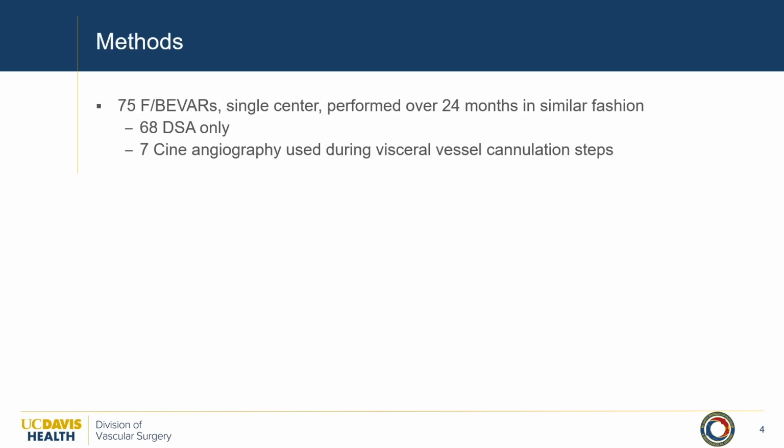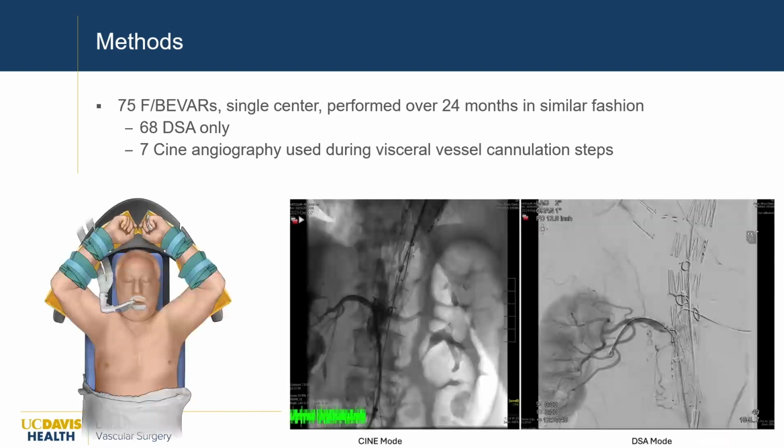We did a total of 75 of these fenestrated branched EVARs at a single institution over a span of about 24 months. 68 were with DSA and 7 were exclusively using Cine mode during the visceral vessel steps. Switching to Cine mode was attempted towards the latter part of those 24 months. In some of the DSA-only cases, Cine mode was attempted initially, but if there was poor visibility or any big issues, we switched to DSA. All of these were performed in our hybrid operating room in a very similar fashion with arms up.